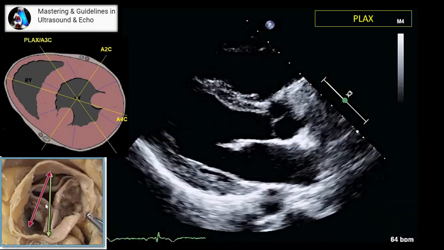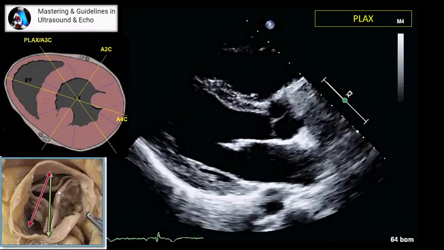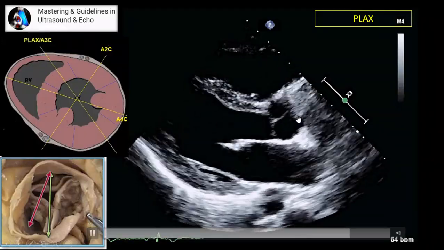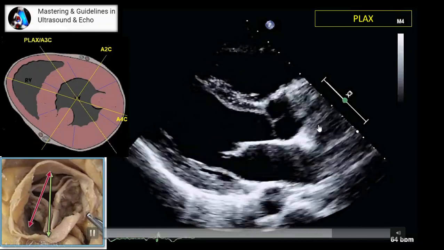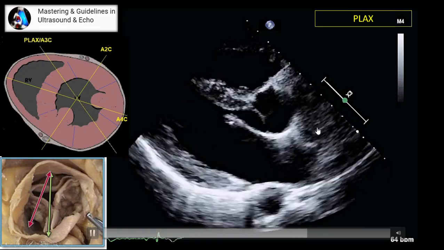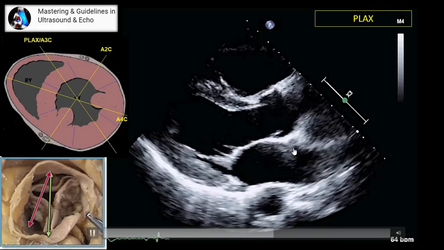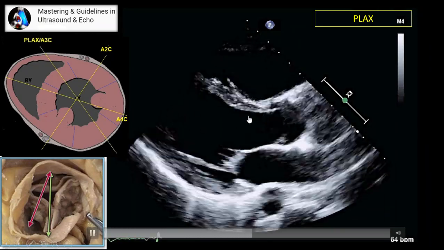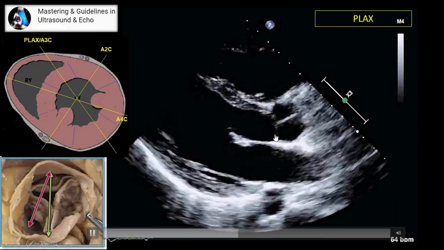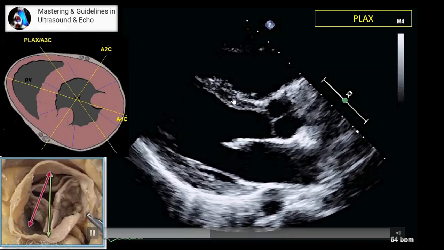Another reason for eccentric coaptation is when the patient has a bicuspid aortic valve. I'm going to talk about this in another presentation separately, in detail. Another important issue that I would like to mention in this PLAX view is the name of this wall.